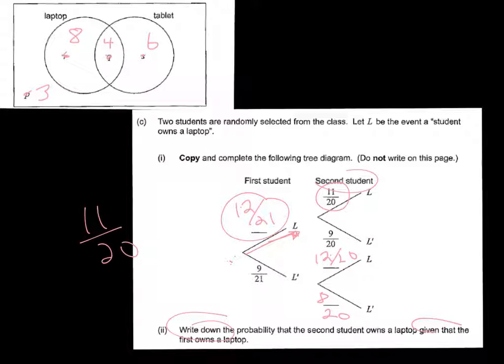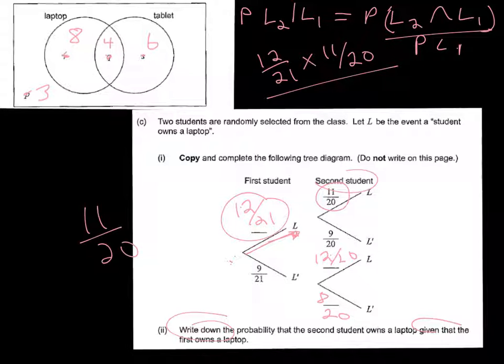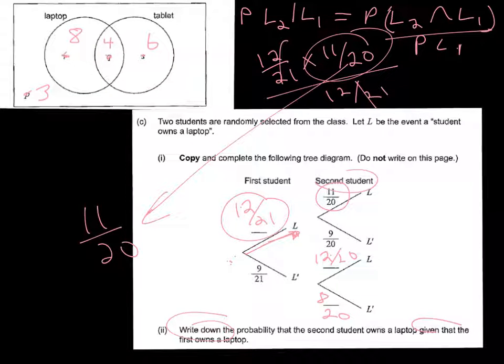If you wanted to, you could express this as the probability that the second has a laptop given that the first has a laptop. Remember, if you use the formula, this would be the probability that the second and the first own a laptop, divided by the probability that the first has a laptop. So the probability of the second owning a laptop and the first is going to be 12 over 21 times 11 over 20, and we're going to divide that by the probability that the first student had a laptop, which is 12 over 21. You can see that will cancel out and give us the same answer that we have here.